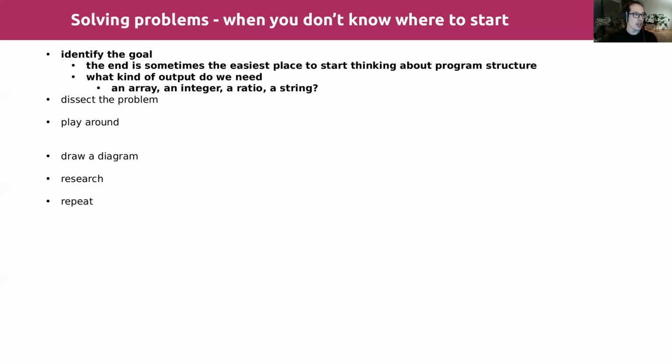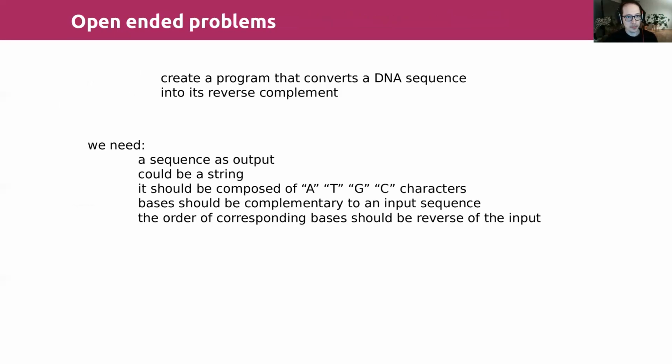Identifying the goal, right? Sometimes the easiest place to start is the end. You want to think about the program structure, and it can be good to work backwards from the end and think about, what is the output? Is it an array that we need? Is it an integer? A lot of times the step immediately prior to that will start to become clear. What do we need before we get to the end, and just work backwards.